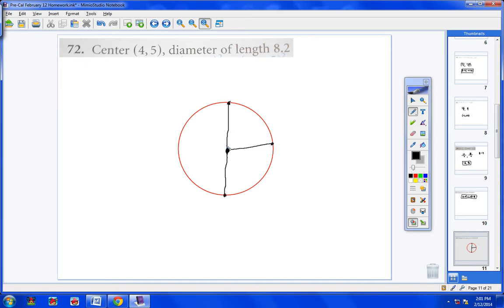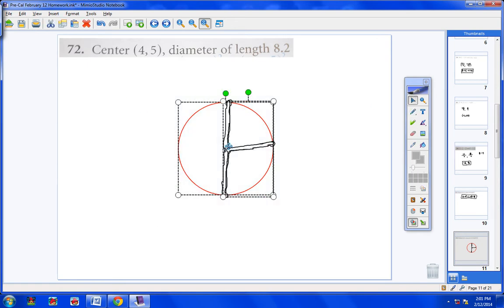Notice the diameter is always going to be twice as big as the radius. So this is my diameter right here. This is my radius right here. A diameter is always twice as big as a radius, okay? So with that in mind, let's go ahead now and apply that to this problem.